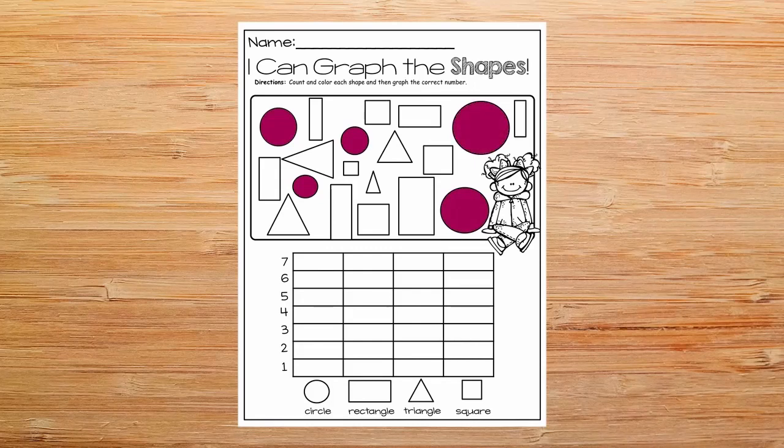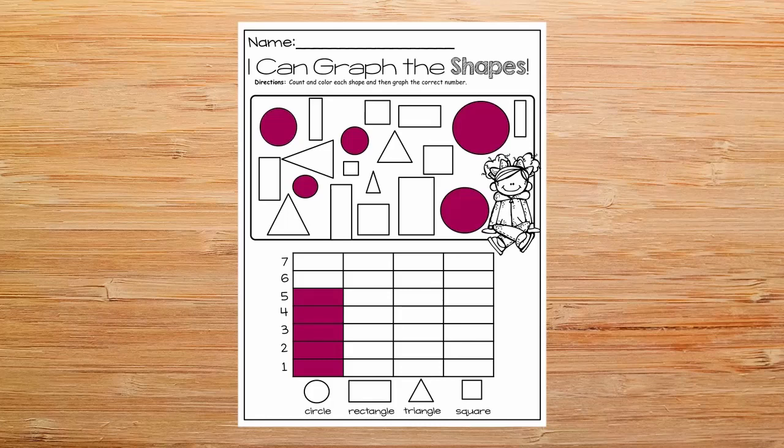And let's count how many circles I have colored in. 1, 2, 3, 4, 5. Now we need to graph that down below by coloring in 5 blocks above the circle. And I have colored in the 5 blocks. Did I do it correctly? You can even double check my work.